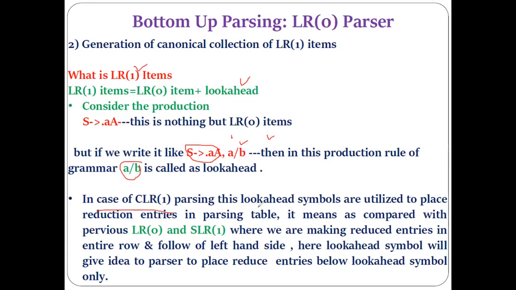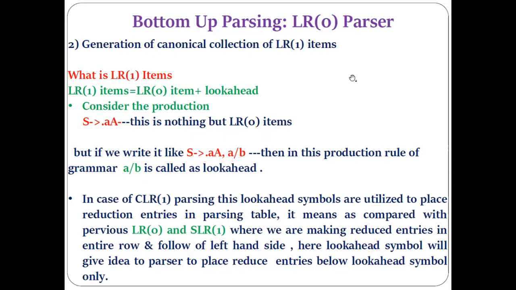In case of CLR1 parsing, these look ahead symbols are generally utilized to place the reduction entries in the parsing table. The main utilization of the look ahead symbol in CLR1 parsing is that we put the reduction entries only under these look ahead symbols. In the LR0 parser, we put the reduction entries in the entire row. In SLR1, we make the reduction entry under the follow of the left hand side. But in the CLR1 parser, the look ahead symbol gives the idea to place the reduction entries only below the look ahead symbols, not in the entire row and not in the follow of the left hand side. That is the utilization of look ahead symbols in the CLR1 parser.